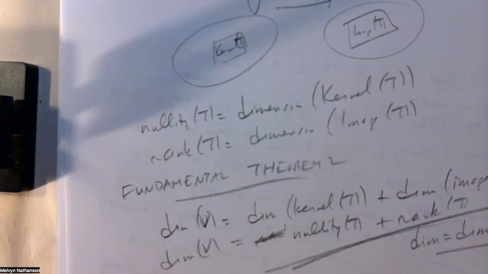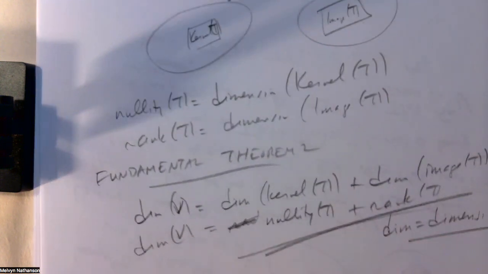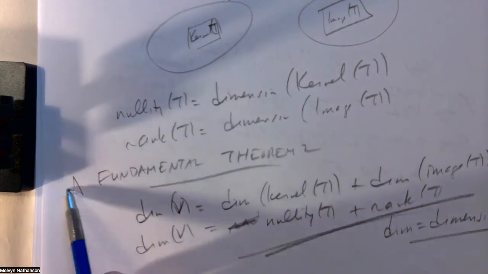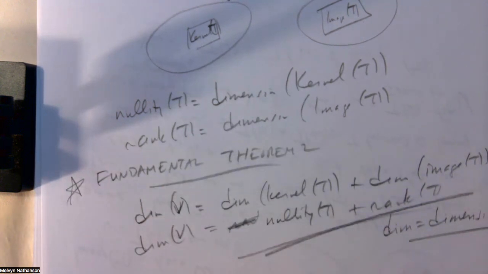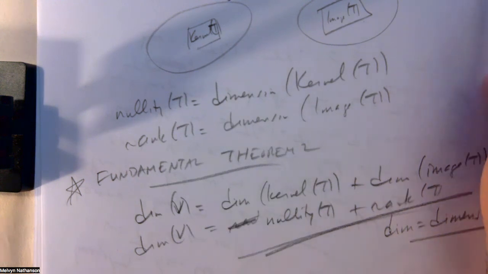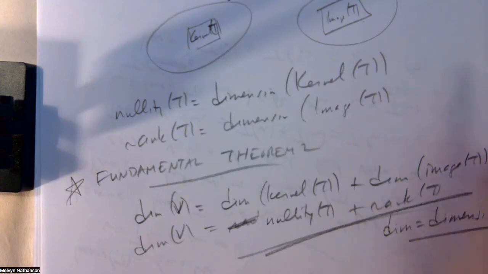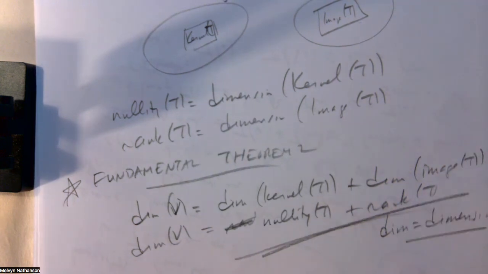So this is a really super important theorem. And you're not asked to prove this in the exercises, but you are asked to apply it to work out the dimensions of the various subspaces connected with the linear transformation.